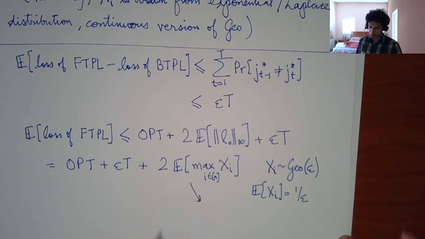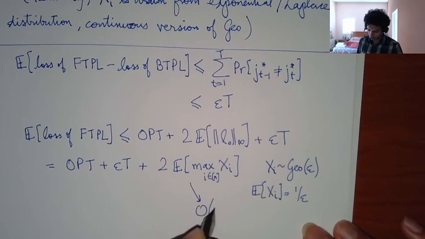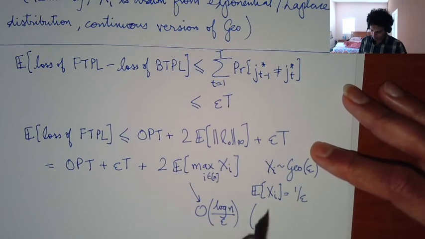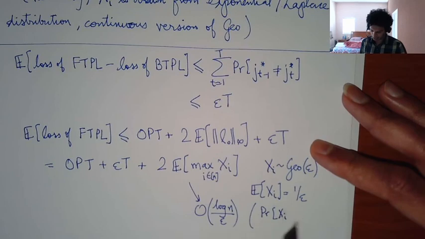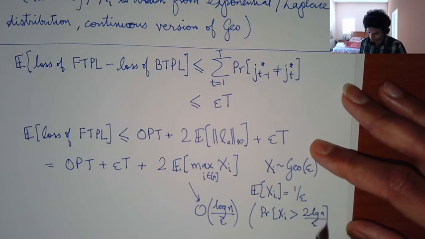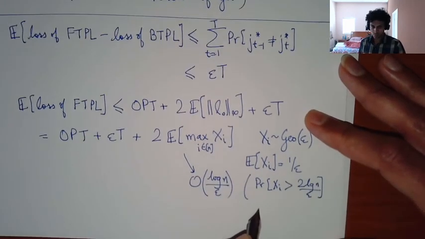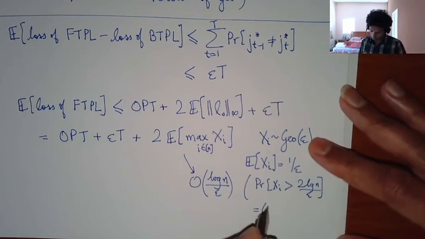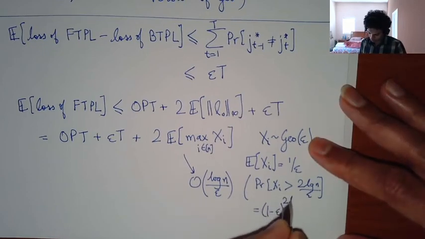So this max, this expectation of the max, is essentially O of log n over epsilon. Now you can prove this in many ways. You can do it directly. You can think Chernoff bound. But think of it as, let's say, what is the probability that xi is going to be more than, say, 2 log n over epsilon. So this means that you need to see tails for the first 2 log n over epsilon rounds. So this probability is 1 minus epsilon to the 2 log n over epsilon, where log is the natural log.